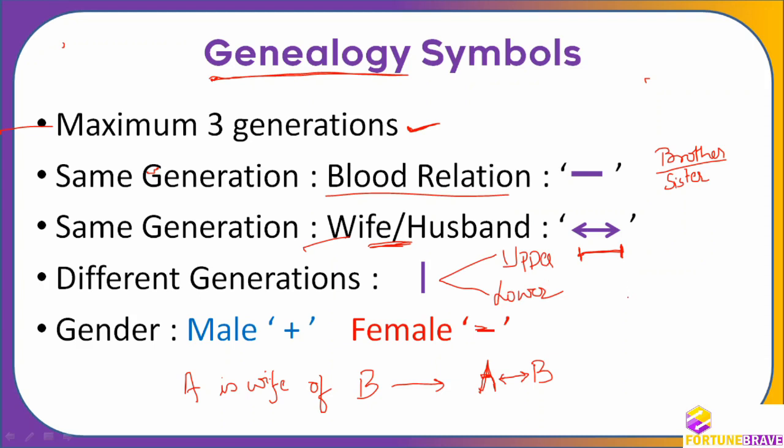Okay, so if it is one generation up, like this, A is father of B. So we are not going to write like this. We are going to write A is, who is up generation? A is upper generation. So I am going to write A up and B down, so that we understand the generation where it is. So one generation up, one vertical line. One generation, one vertical line.